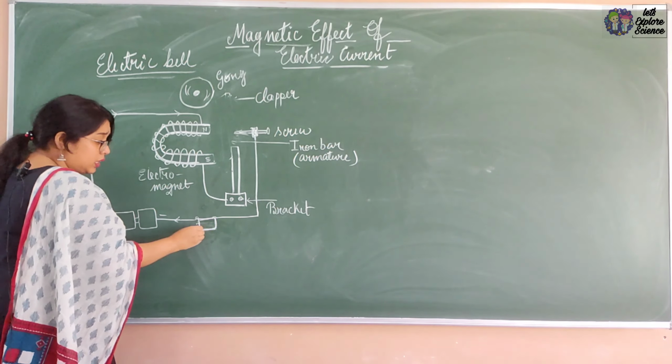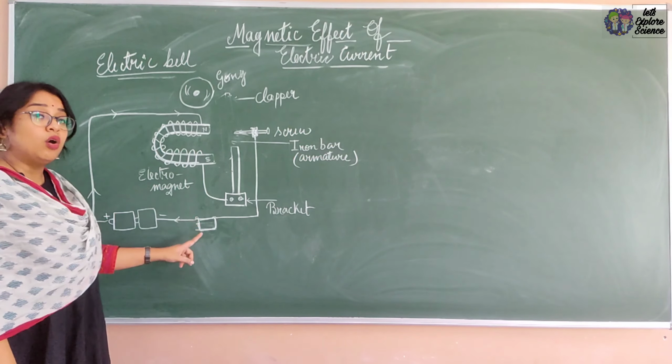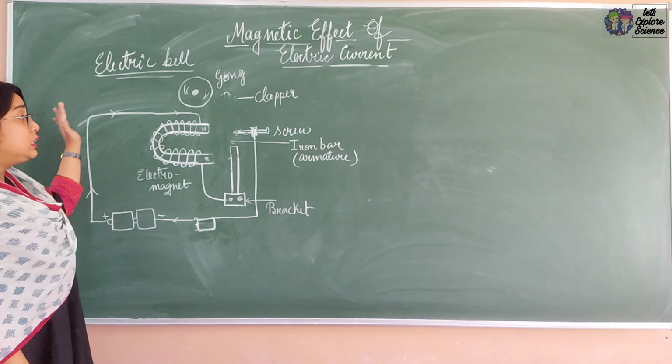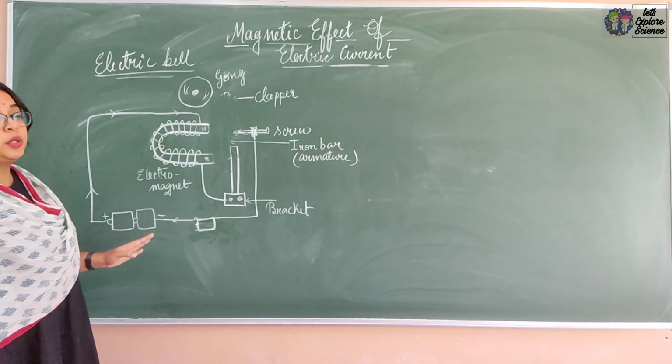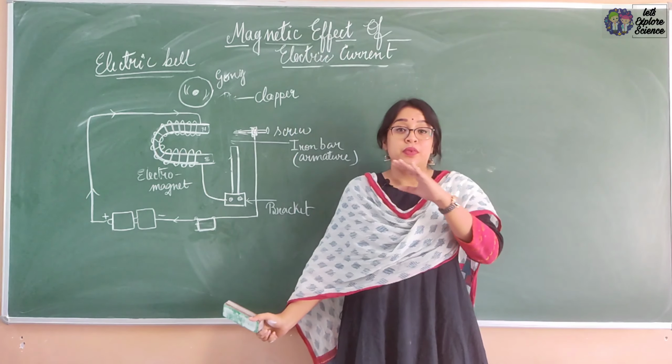So how many times the bell will ring, or the clapper will hit the gong, depends upon how long you are pressing the button. So in this way, the whole electric bell works. I hope you have understood the working of the electric bell.